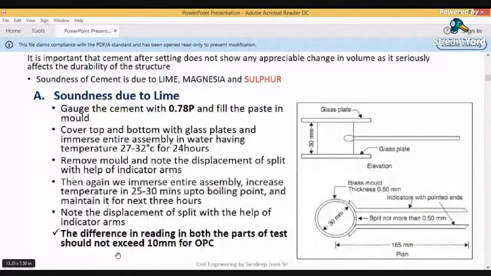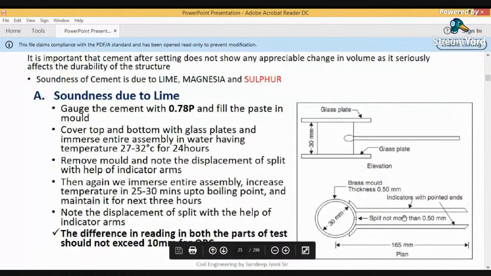Then you measure the gap between these two indicators, and the difference between these two readings, the two displacements measured by the indicators. This is the distance you have to measure. That should not be more than 10 millimeter for ordinary Portland cement.